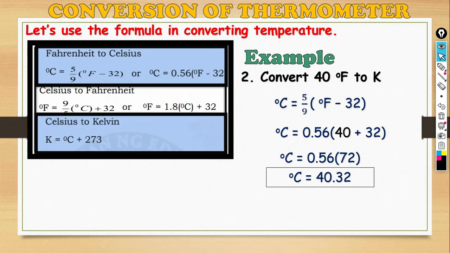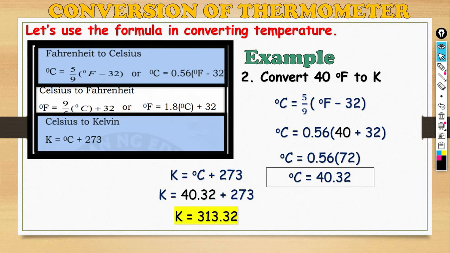Yan. And then, gamitin na natin yung formula natin in converting Celsius to Kelvin. We have degree Celsius plus 273. Converting the value of degree Celsius, we have 40.32 plus 273. And the answer is 313.32 Kelvin.